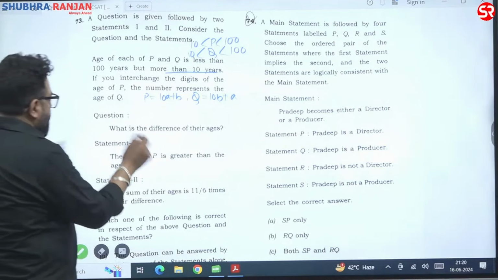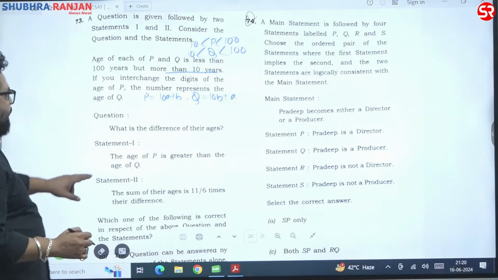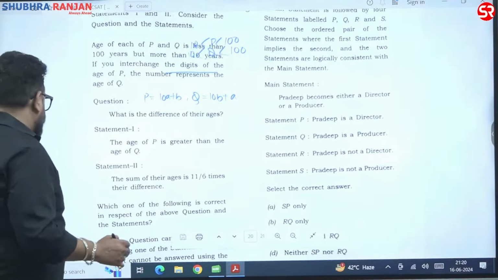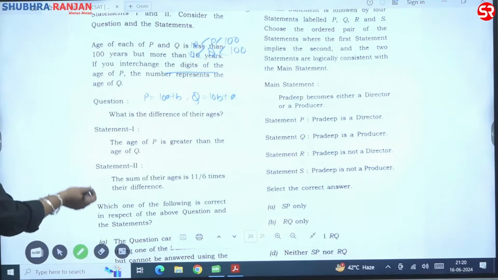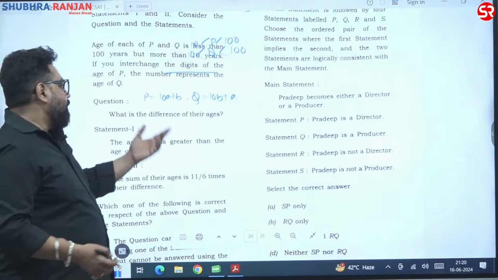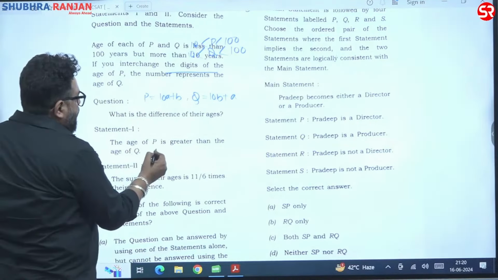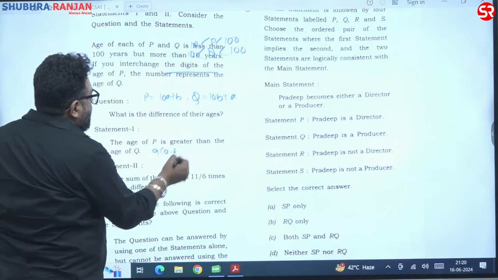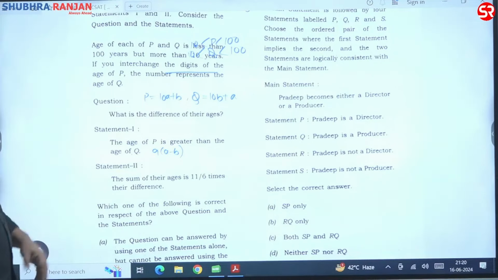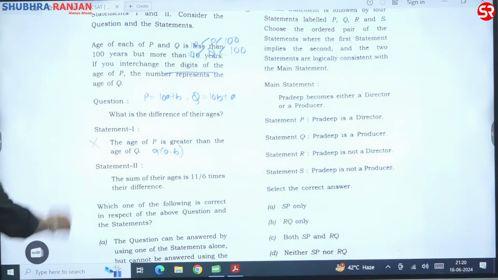So what will this give? The difference between the ages will come, guys. Would you be able to find the difference? If you want to find the difference of the ages, definitely if you subtract these two, it would be 9 times A minus B. Now we don't know A, we don't know B. How can we say that we would be able to find it? No. He says the sum of their ages is 11 by 2 times the difference.